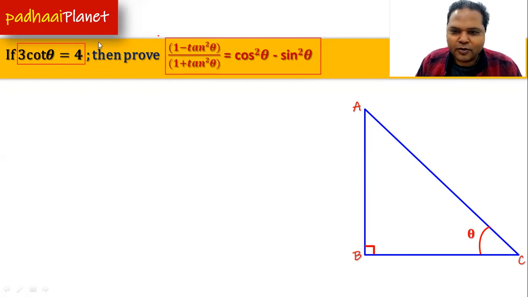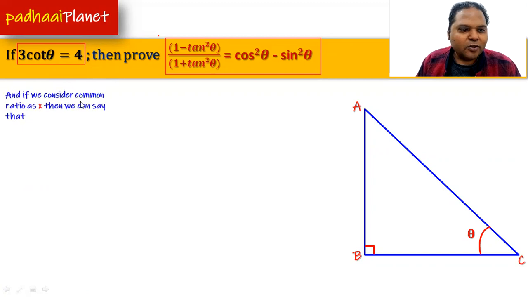Now, let's start solving the question. What we have is 3 cot theta is equal to 4. So if that is the case, then I can also write cot theta is equal to 4 over 3. Now, since this is a ratio, let's assume that the common ratio for both of these, 4 and 3, is x. And in that situation, we will have cot theta is equal to 4x over 3x, right?